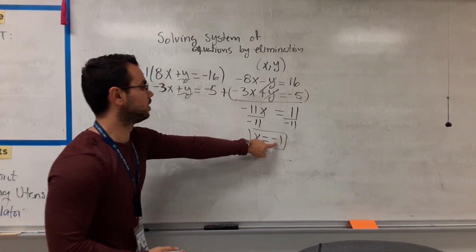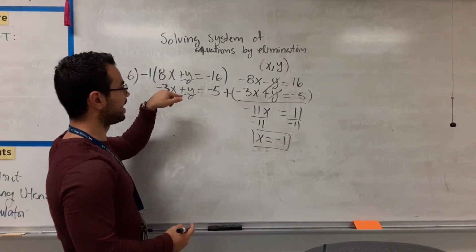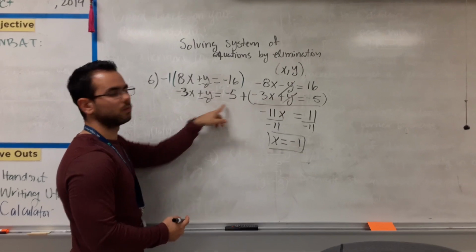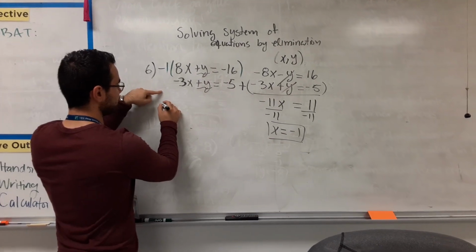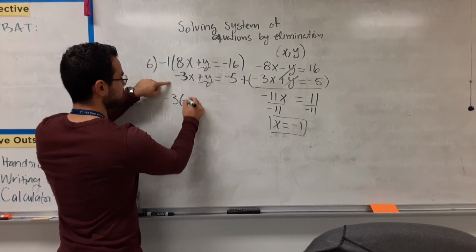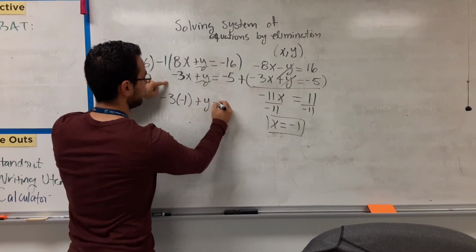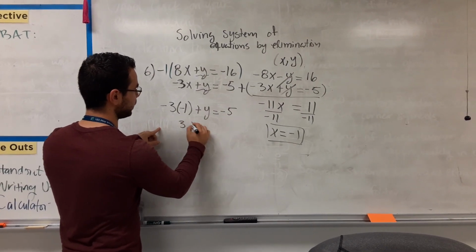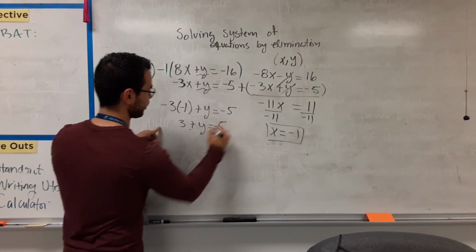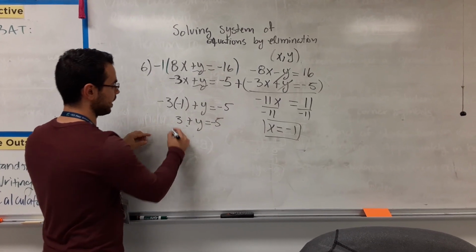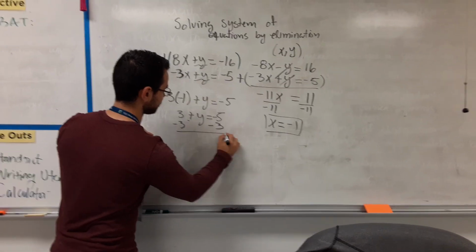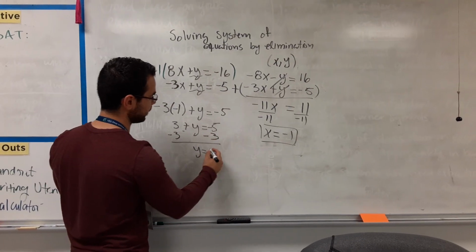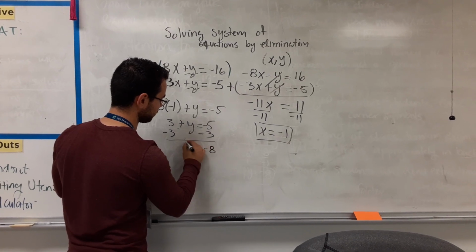Now I'm going to substitute the value of -1 into one of my original equations, and I'm going to choose the second one in this case. So I will be left with 3 times -1 plus y is equal to -5. 3 times -1 is positive 3. And then to solve for y, I just subtract 3 from both sides. y is equal to -5 minus 3, which is -8.